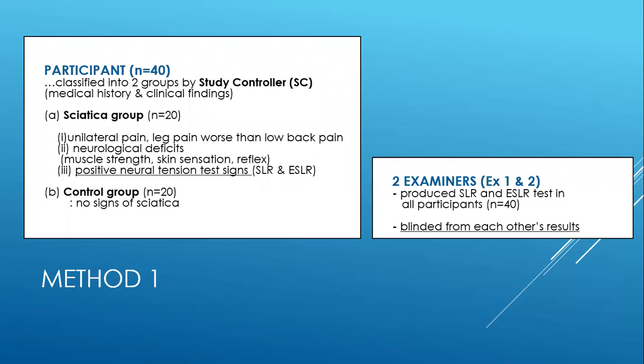The total number of patient participants was 40, and they were classified into two groups by a study controller based on medical history and clinical findings. In the sciatica group, they had signs of sciatica, and in the control group, they had no signs of sciatica. There were also two examiners, examiner 1 and 2, and they performed the single leg raise and ESLR tests on all patients while blinded from each other's results.